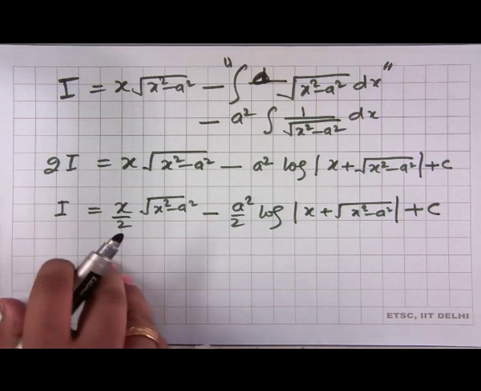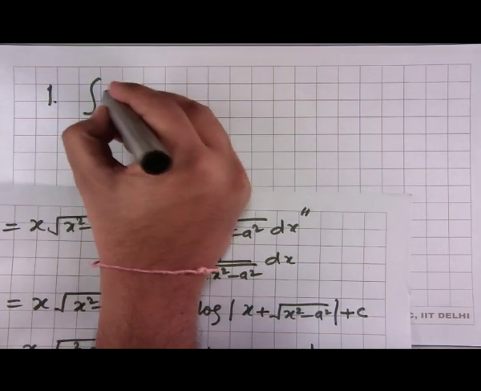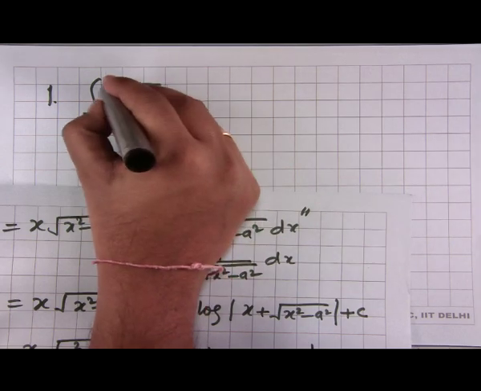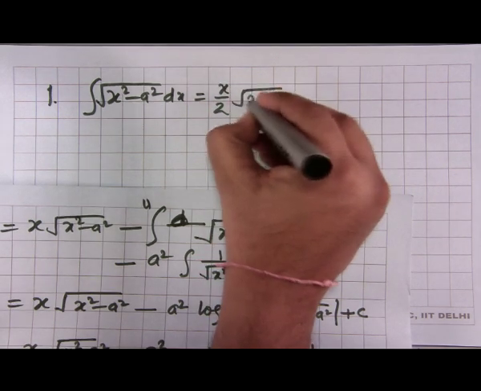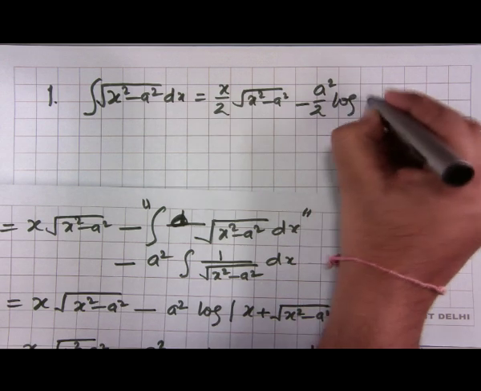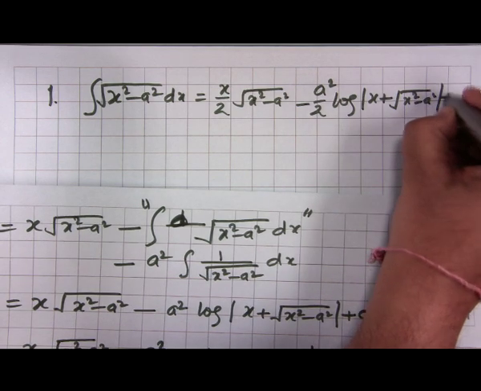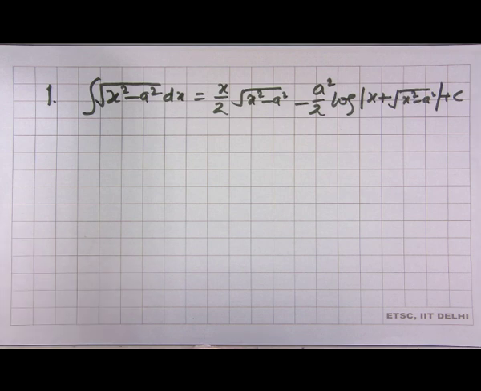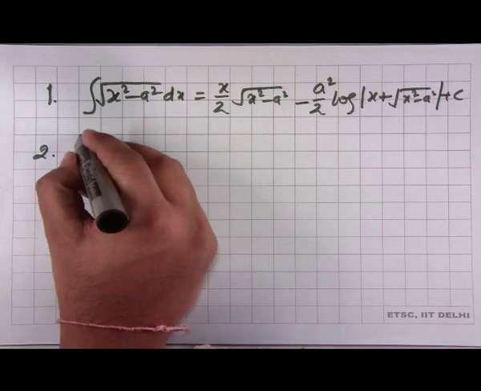So, finally, the integral which we have evaluated I will write it for you: the integral of square root of x square minus a square dx is x by 2 square root of x square minus a square minus a square by 2 logarithmic of mod x plus square root of x square minus a square plus constant of integration. The other formulas can also be similarly found, and I will write them for you, which you should evaluate.